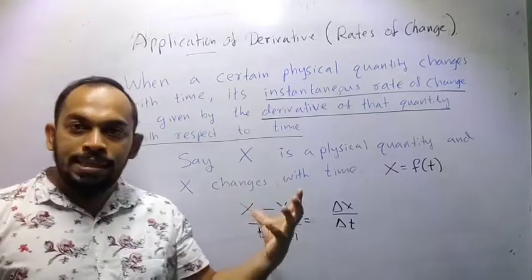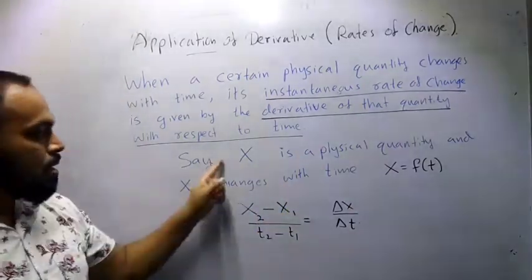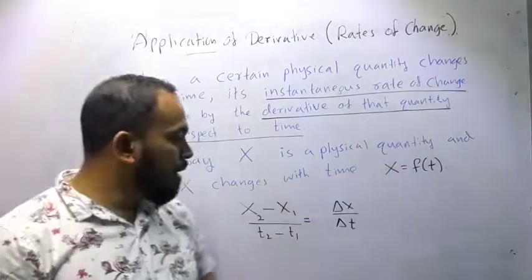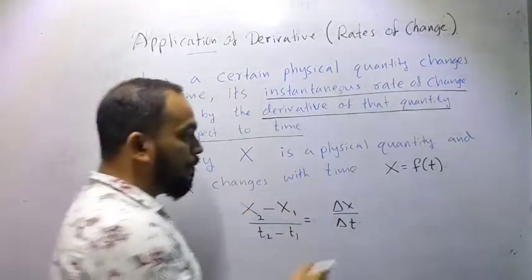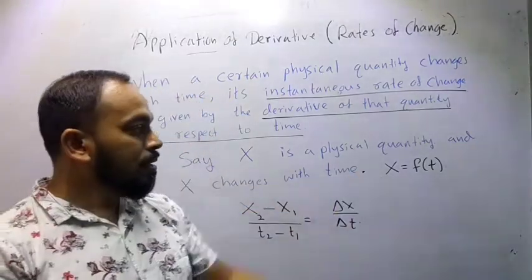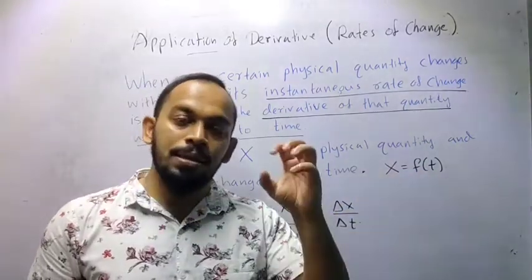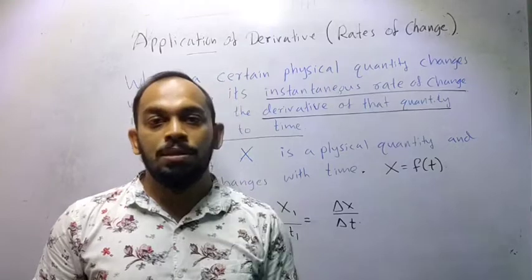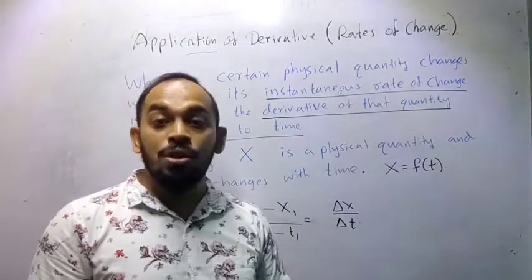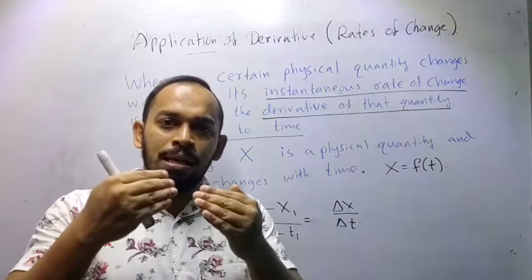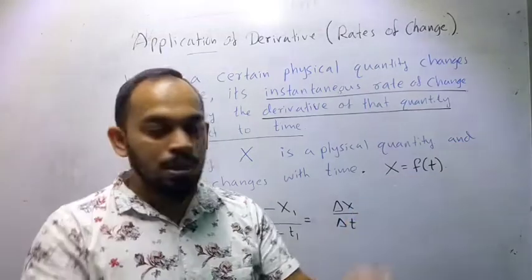Now suppose x is an unknown. You can replace the unknown with any quantity you like. Suppose x is a physical quantity and this x changes with time. So how do you write that? You write it like this: x is a function of t. So when you write it, it means that this certain quantity changes with time. X is a function of time, which means it has a specific relationship to time. So when time changes, x also changes.